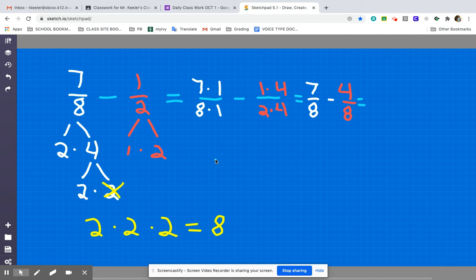You can go ahead and subtract. So 7 minus 4 is 3. Fraction bar in, and your denominator stays the same. So there's an example of how to subtract a fraction, and it's much like adding fractions, except instead of adding the numerators, you're subtracting the numerators, and that's it.